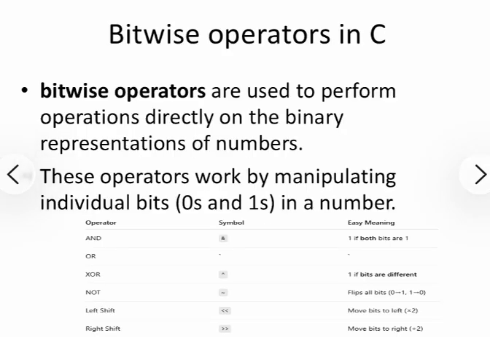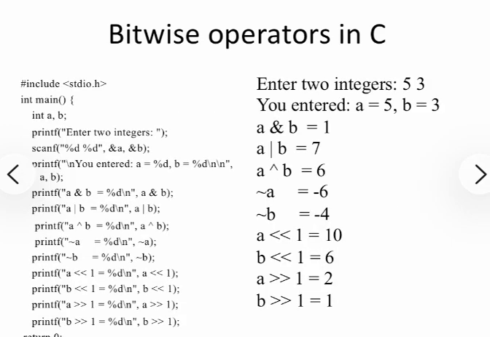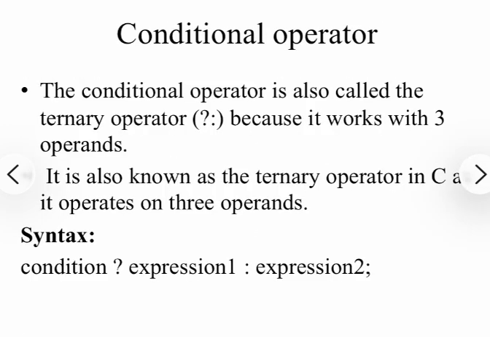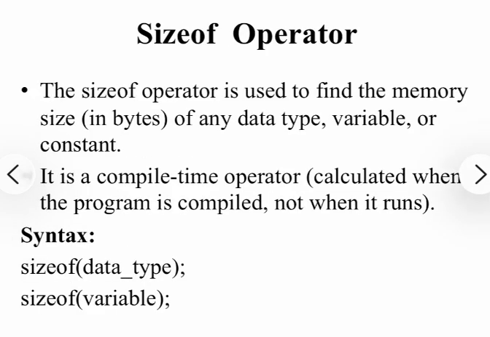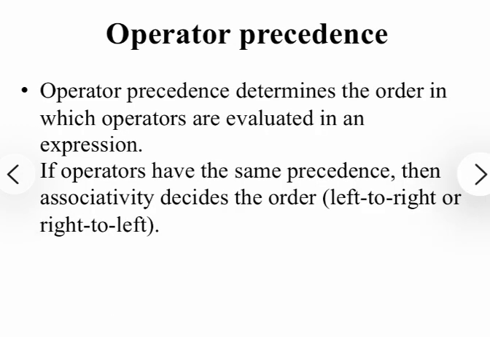Bitwise operator. Bitwise operator works on zeros and ones using truth tables with and, or and not operators. Conditional operator can also be called the ternary operator. The syntax for the conditional operator is condition, expression 1 and expression 2. When the condition is true, expression 1 works. Here is the example for the conditional operator. And sizeof operator gives the size in bytes of data types and variables.